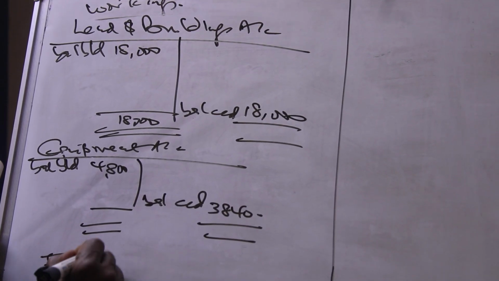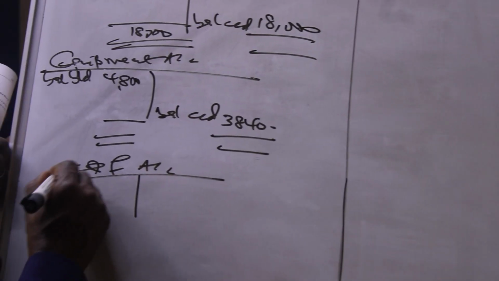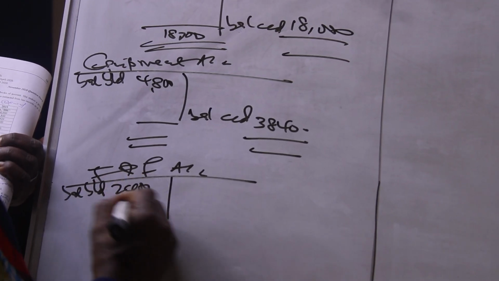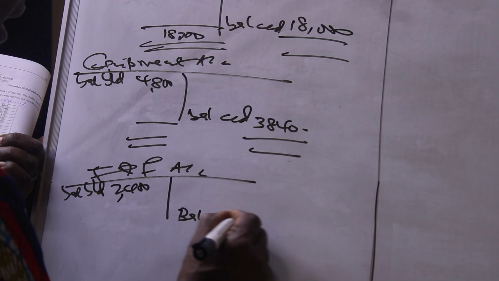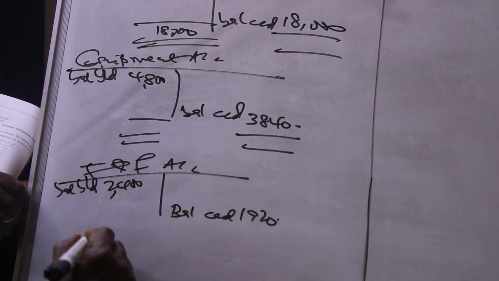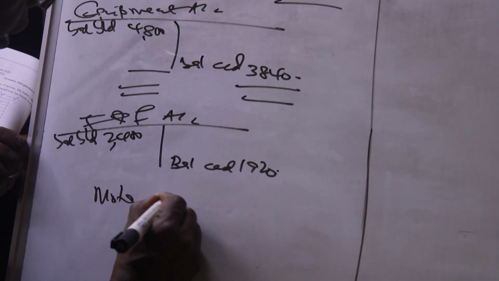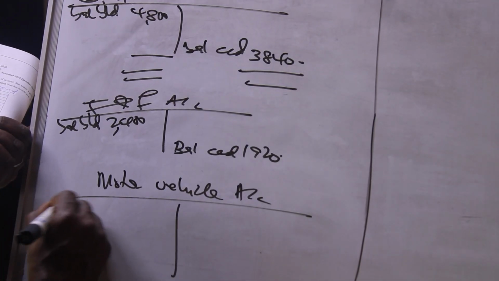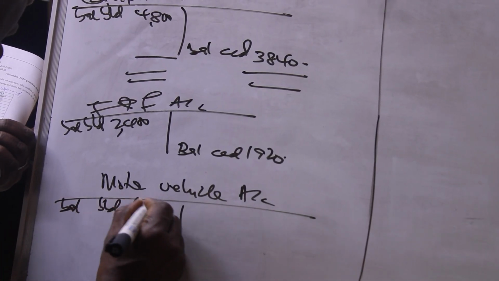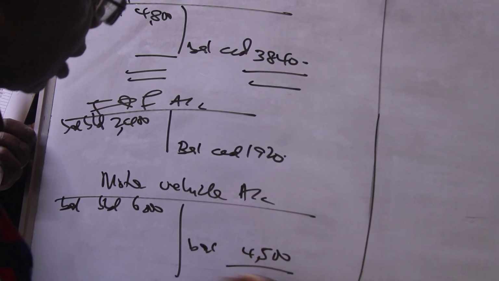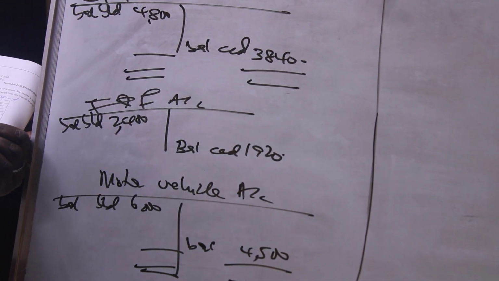Furniture and fittings account, balance brought down is 24,1920. Balance carried down is 1920. Motor vehicles 645. Do it quickly. Account 6,000 and balance carried down 4,500. Then we have inventory.